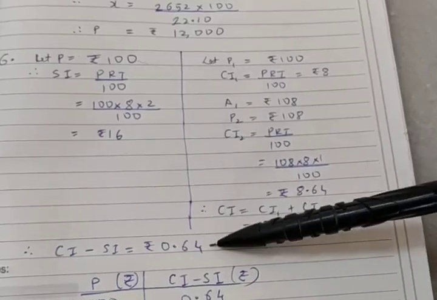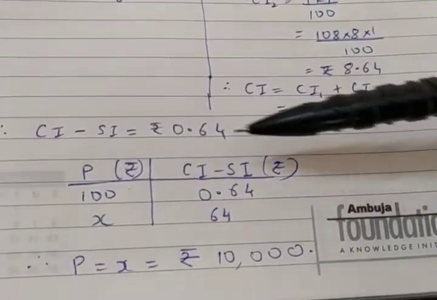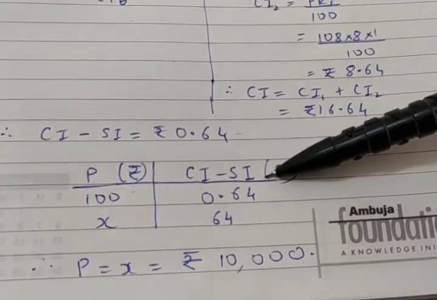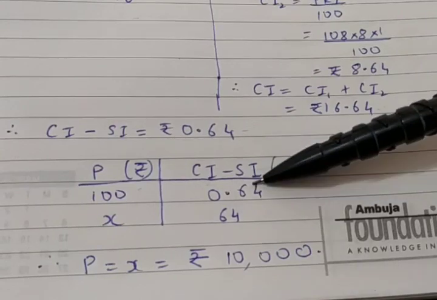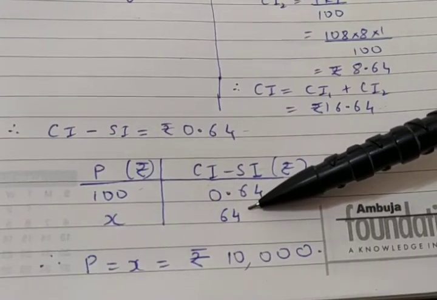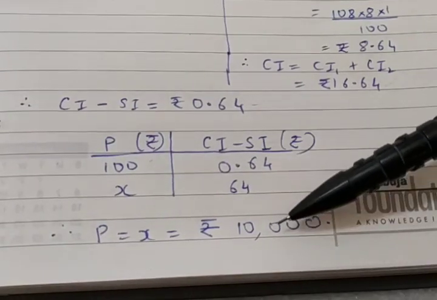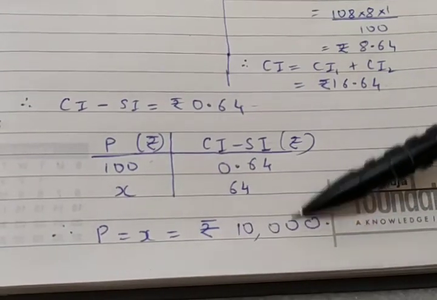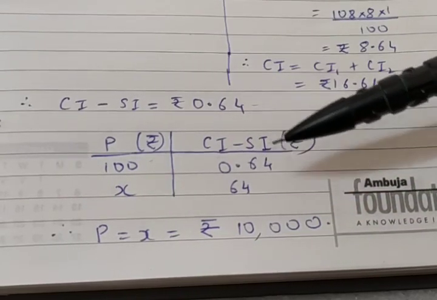But this is the assumed value. So when we assume the principal as 100, the assumed difference between the compound interest and simple interest after 2 years at 8% per annum comes to 0.64. But the actual difference is given in the question. It is rupees 64. So if you cross multiply and calculate, you get the final answer, that is, the principal is rupees 10,000. Make sure you show all the calculations. Just don't copy from here.